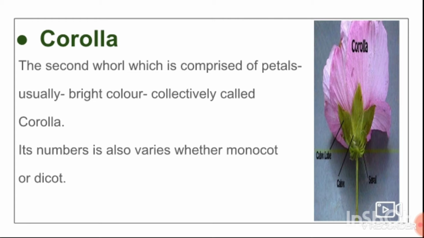Corolla is the second whorl of a flower. It is comprised of petals and bright in color. Its number also varies whether monocot or dicot.